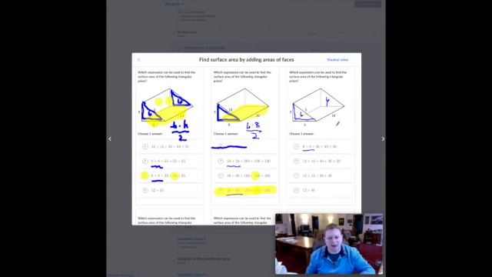Plus, a triangular prism has 5 faces. 3 rectangles, 2 triangles. Don't pick the one that has 2 numbers. Don't pick the one that has 4 numbers. Pick the ones that have 5 numbers.